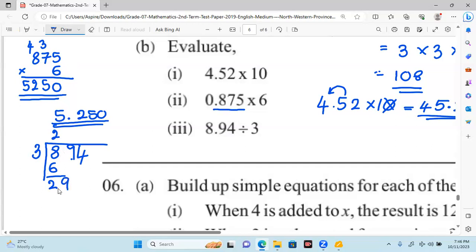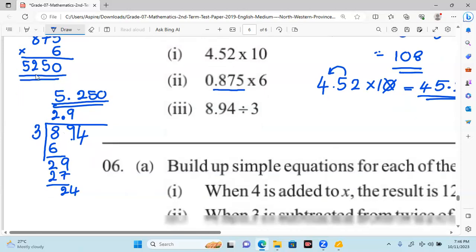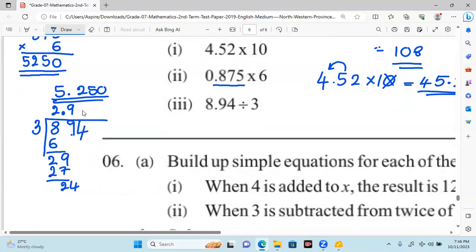How many 3's within 29? Now you have to put the decimal place because you take 9 to here. Then it is 9. 9 into 3, 27. Then 29 subtract 27, it is 2. Take this 4 to here. Then how many 3's for 24? It is 8. 8 into 3, it's 24.